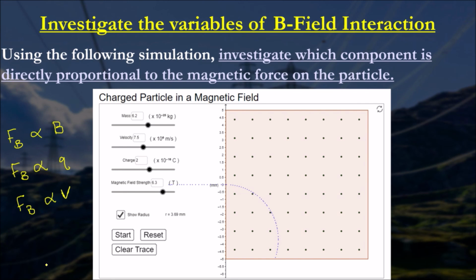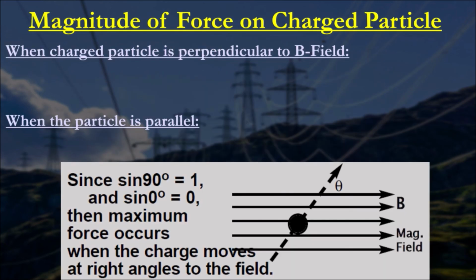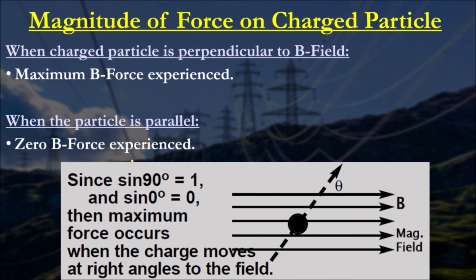We also stated that if the charged particle was parallel to the magnetic field, it would experience no force. However, in the examples we've looked at, the charged particle has gone perpendicular to the field. So if it's perpendicular to the field, we actually get maximum magnetic force, and if it's parallel, we get zero force. So there's a nice little relationship we can use, and we can use the trigonometry relationship of sine theta.